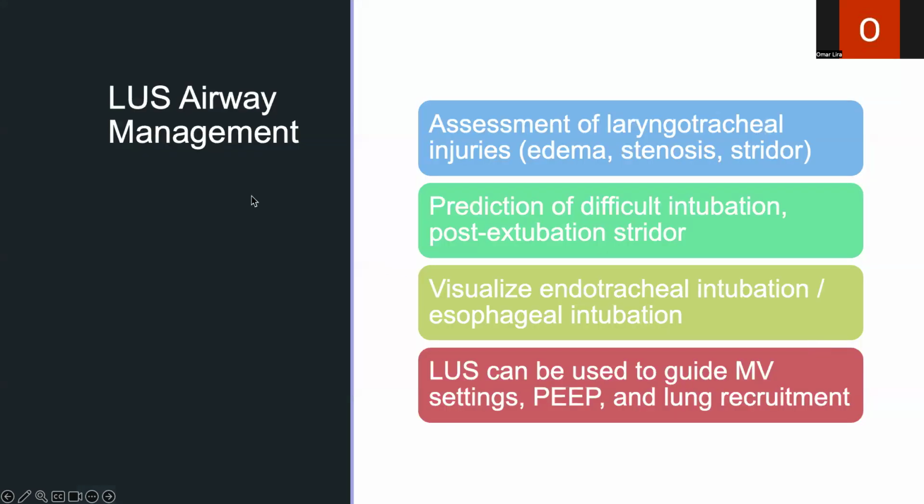Lung ultrasound airway management can be used in the assessment of laryngeal and tracheal injuries such as edema, stenosis, and stridor, which can then lead to prediction of difficult intubations or post-extubation stridor. It can also be used to visualize endotracheal intubation and esophageal intubation.